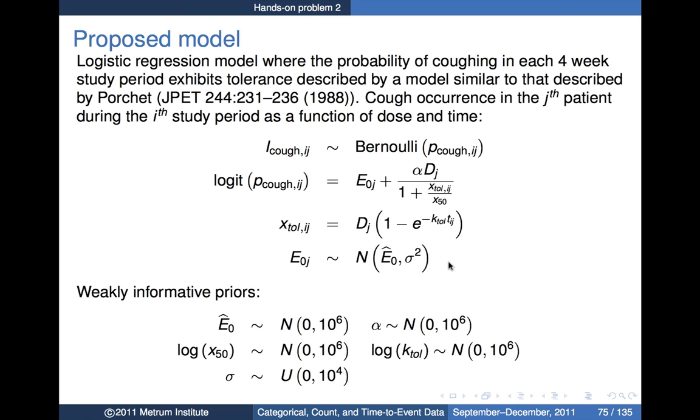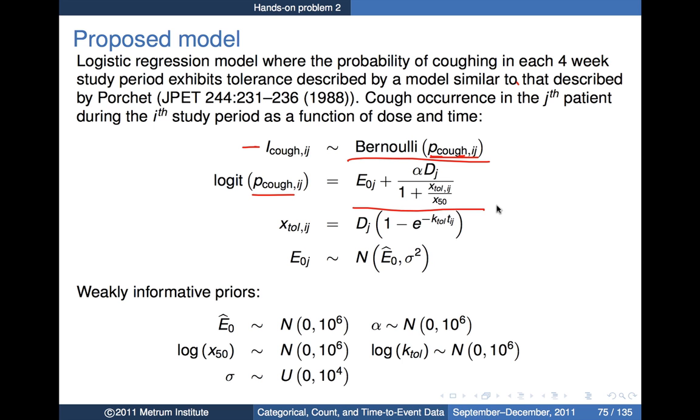And in particular, well, let me actually start at the top here. So the basic model here, it's binary, so the basic likelihood is going to be Bernoulli, where there's some probability. Here I'm using i to represent study period and j to represent patient. And so we've got a probability of cough, which can vary both by study period and by patient. And then the proposed model for that probability is the logit of that probability is this thing over here.